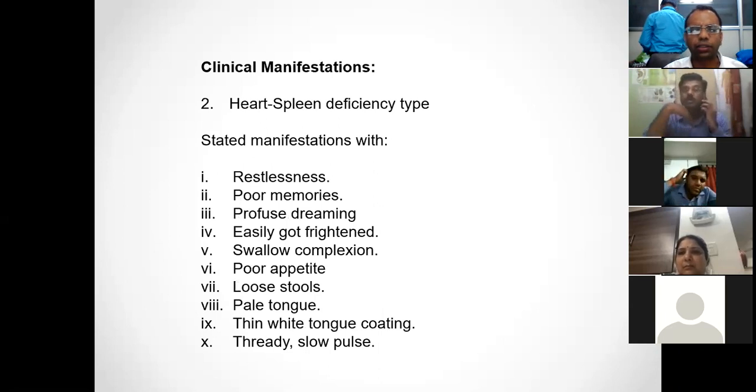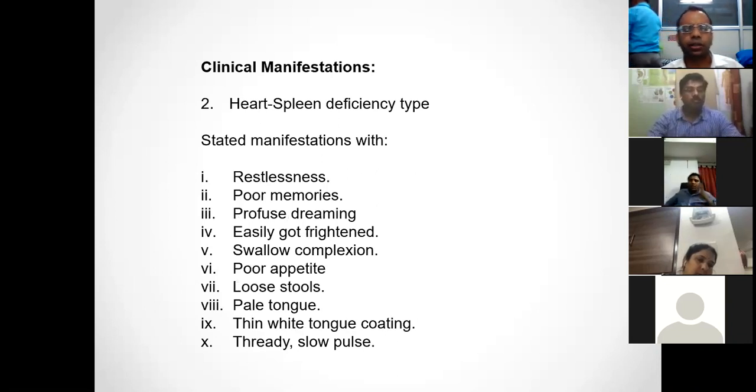And in heart and spleen deficiency, you see restlessness, poor memory, profuse dreaming. Easily they get fatigued, sallow complexion, poor appetite, loose stool, pale tongue, thin white coating, and steady slow pulse. So this is the heart and spleen deficiency type of ADHD; in such a case you'll find these symptoms.